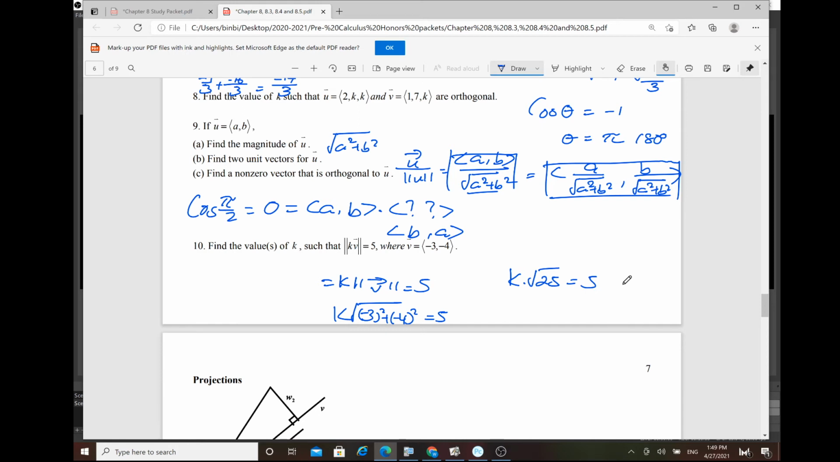Okay, so that means k must be what? 1, right? So you try to take out k there. But the thing is that k could be inside or outside. If it can be inside or outside, that means this number could be either negative or positive. So plus minus 1. Okay.